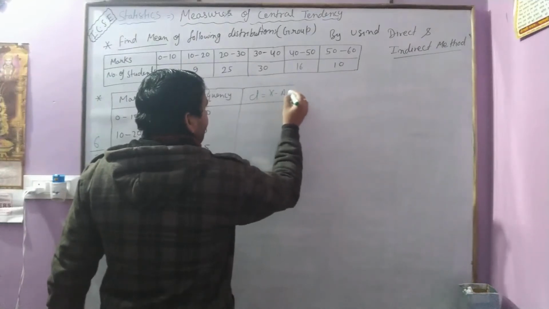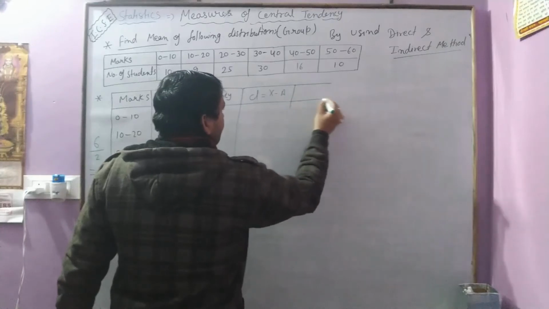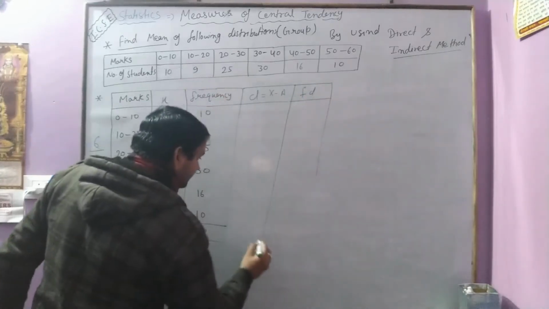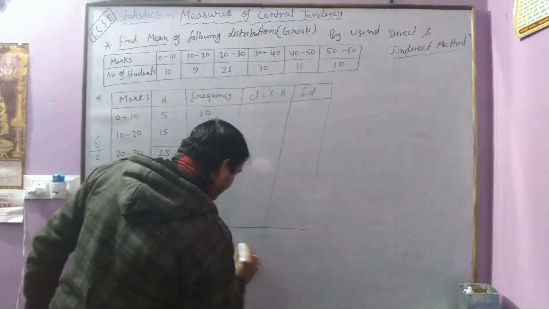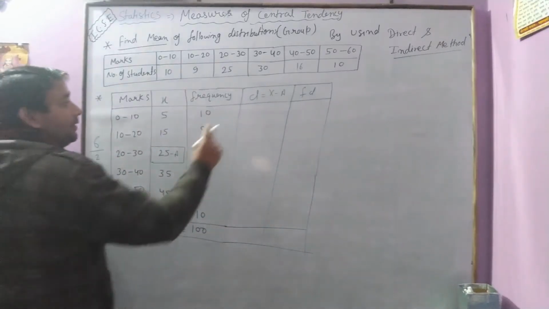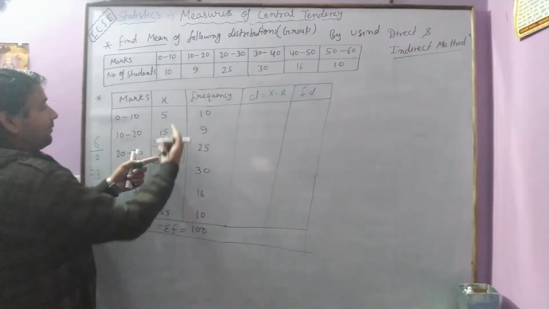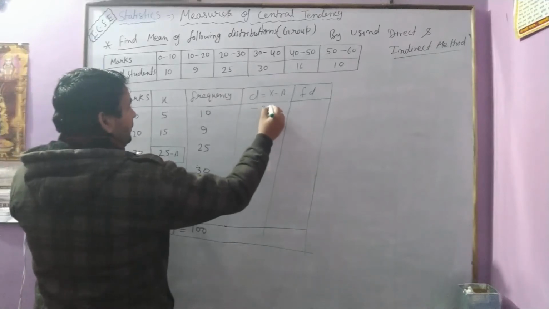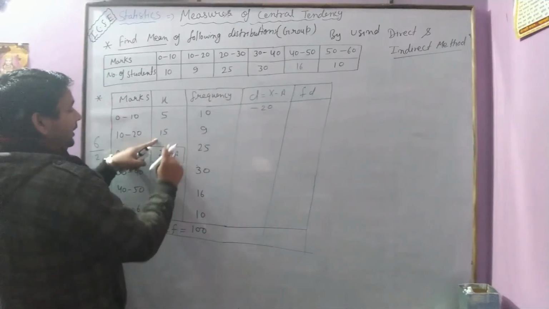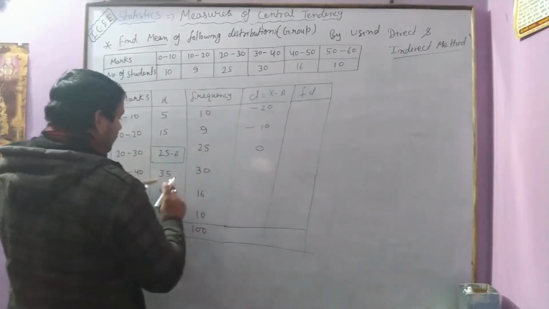Now calculate here d, x minus a, and then calculate fd. Okay, see, calculate x minus a. 5 minus 25 is minus 20. 15 minus 25 is minus 10. This value becomes 0. This is 10.